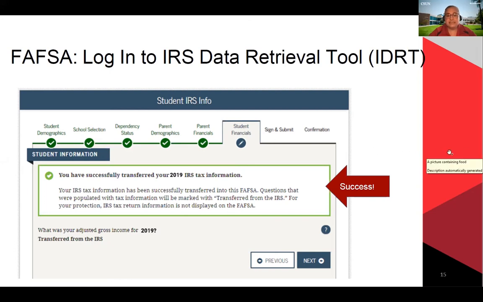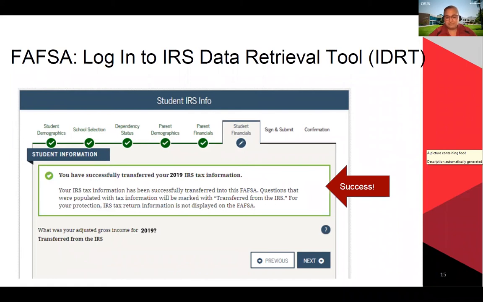And you'll see, if you look down below, it says, for example, the question, what is your adjusted gross income for 2019? The answer will say transferred from the IRS. So you won't see a dollar amount. So if you don't see a dollar amount, don't think you did it wrong. The answer will be transferred from the IRS. And that is the successful answer, meaning you've successfully used that tool, that built-in feature. So this is what you want to see after you've successfully used it.